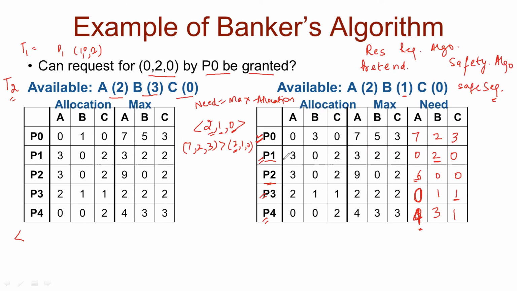So if we fulfill the request of P0 for 0, 2, 0, we are not able to fulfill the need of any other process. So we are not able to find any safe sequence at time t2. So this request of P0 cannot be granted.